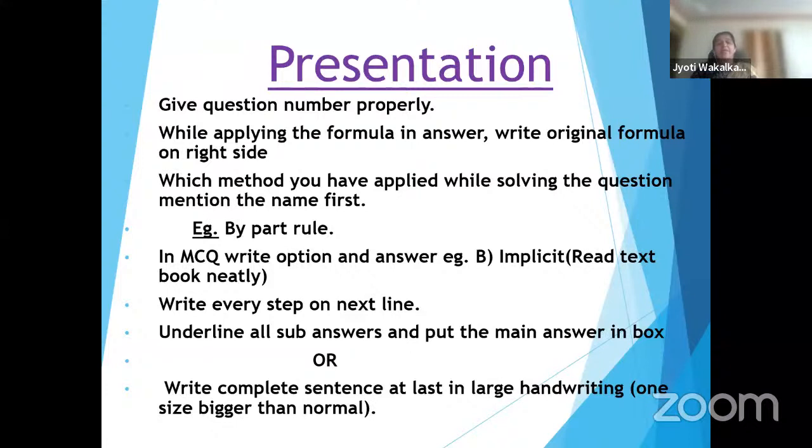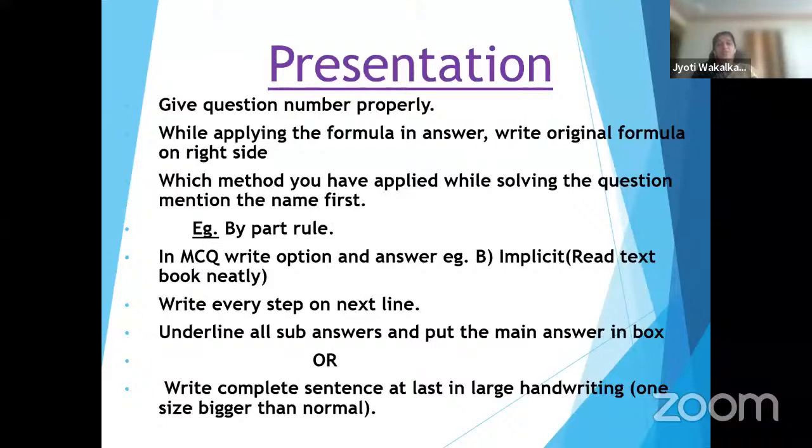Suppose you are applying any method, then you will write that method name and then start your answer. आपने बाय पार्ट्स रूल वहां पर अप्लाई किया है तो वहां पर राइट कीजिए apply by parts rule, then write your by parts rule formula and then continue your answer.